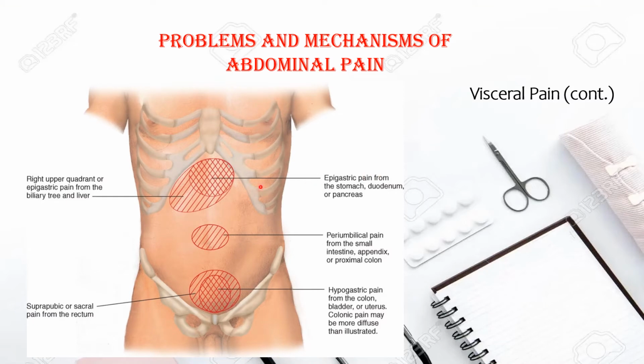Okay, so visceral pain occurs when the hollow abdominal organs, such as the intestine or the biliary tree, contract unusually, forcefully, or are distended, or stretched. Solid organs such as the liver can also become painful when the capsule is stretched. Again, visceral pain may be difficult to localize.